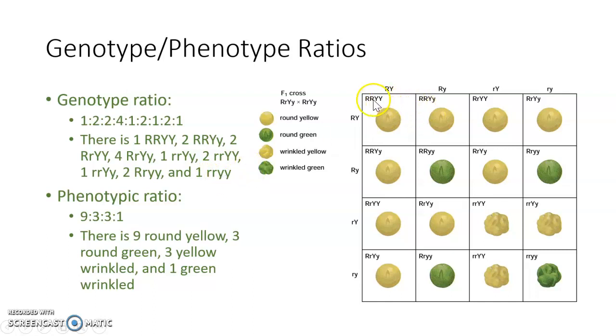So that's how the genotypes work out in this dihybrid cross. The phenotypic ratio is 9 to 3 to 3 to 1, meaning there's 9 round yellow plants that you can see over here, 3 yellow wrinkled ones right here, and 1 green wrinkled one right here, the homozygous recessive for both traits.